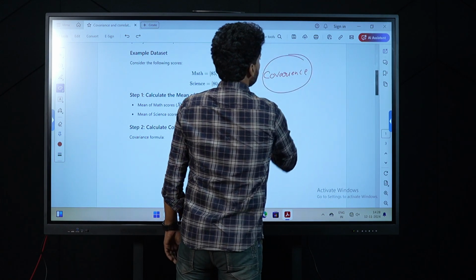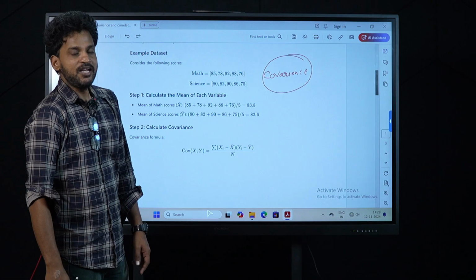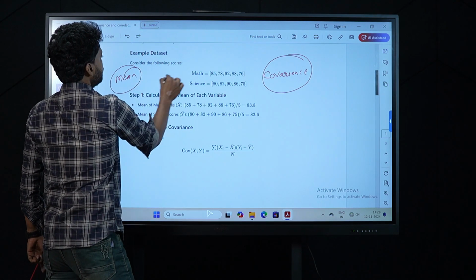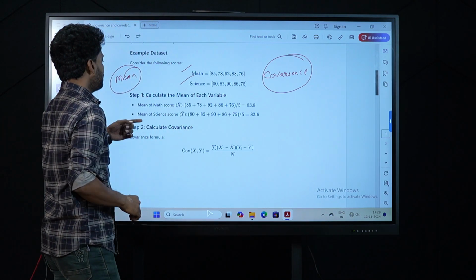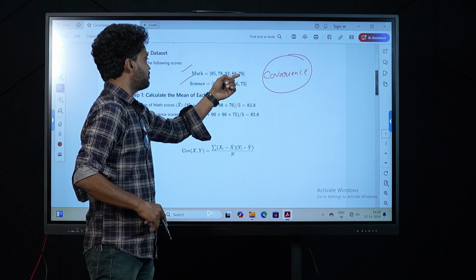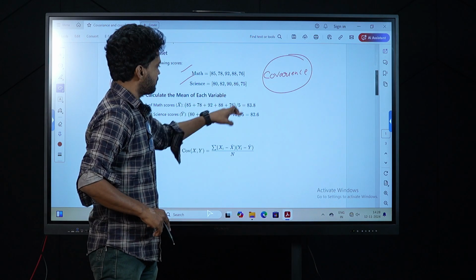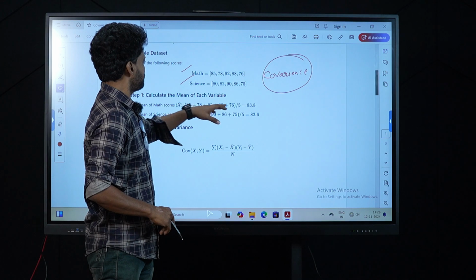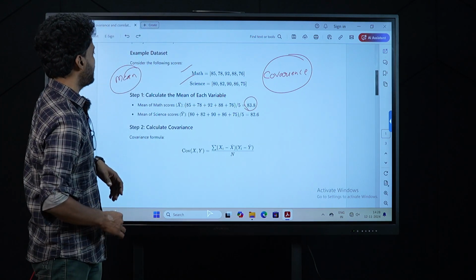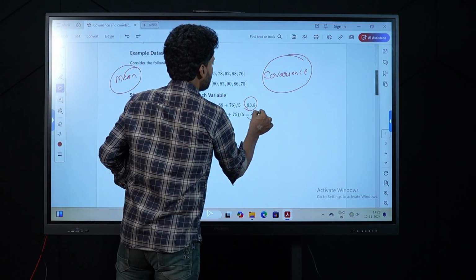In order to calculate the covariance, the first step is we need to take the mean of both maths and science. What is the mean? Mean of the maths will be total score divided by total number of scores. Total number of scores is equal to 5. So the mean of the maths is equal to 83.8. Mean of science is equal to 82.6.